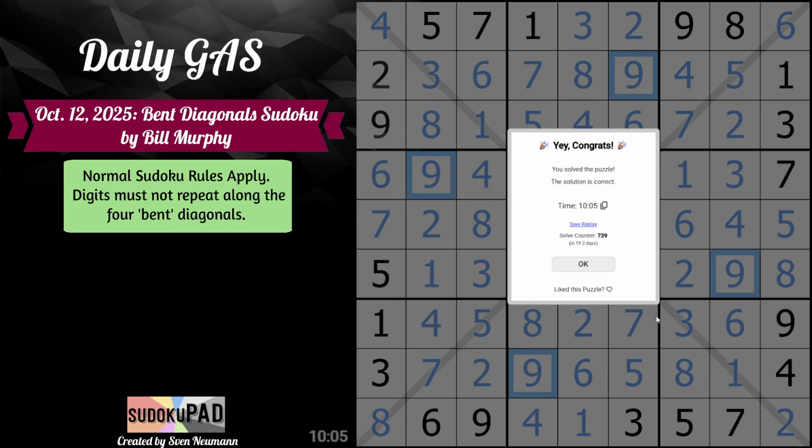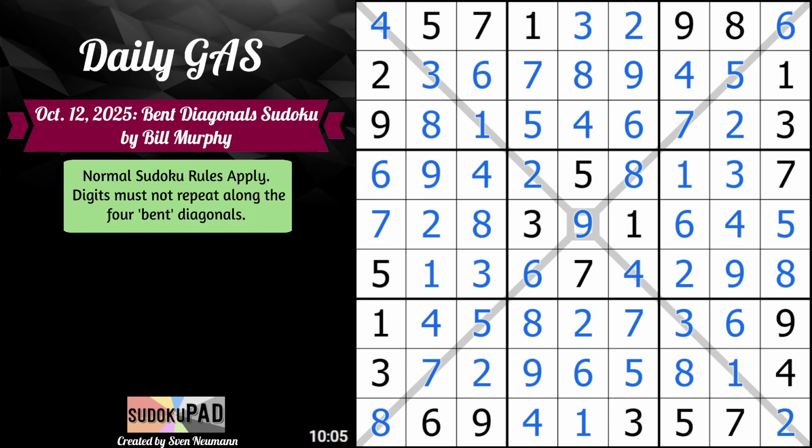And we are done in 10 minutes and 5 seconds with Bent Diagonals Sudoku by Bill Murphy.